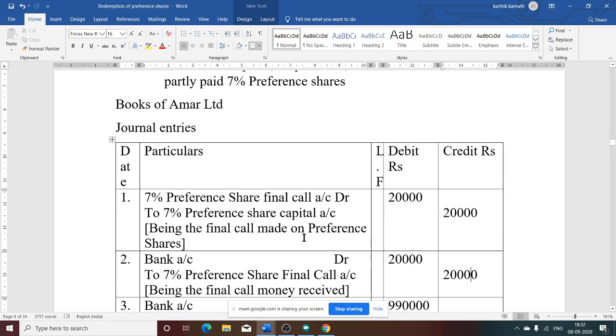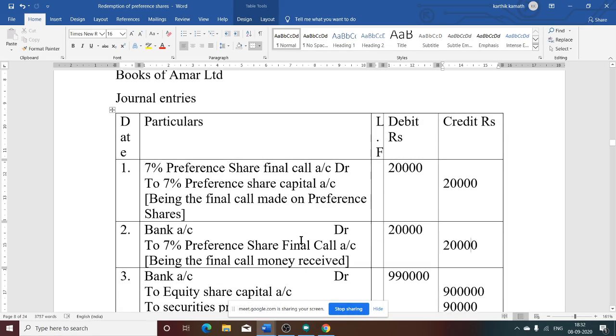So there are two entries for making the call and converting the partly paid shares into fully paid shares. These two entries are very important. First is call to capital, then bank to final call for call money received. Next is for the issue.